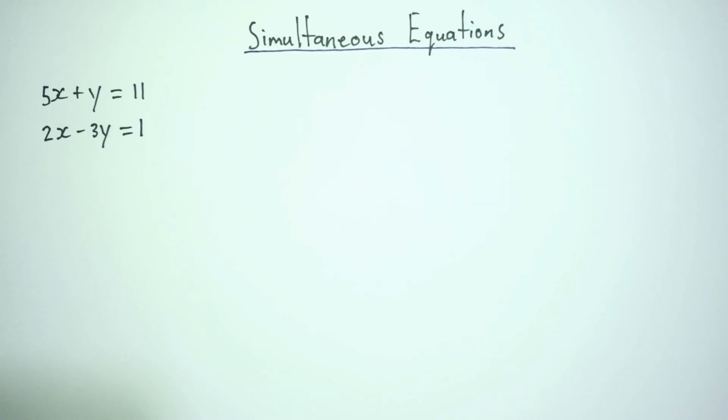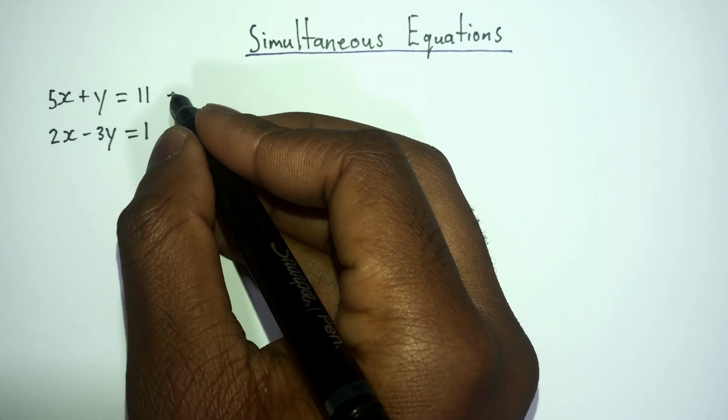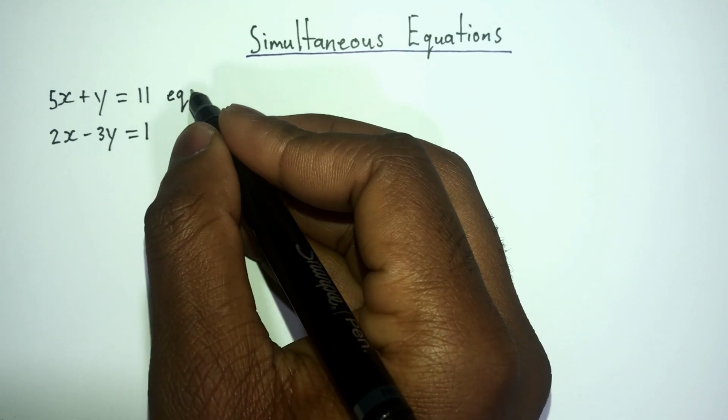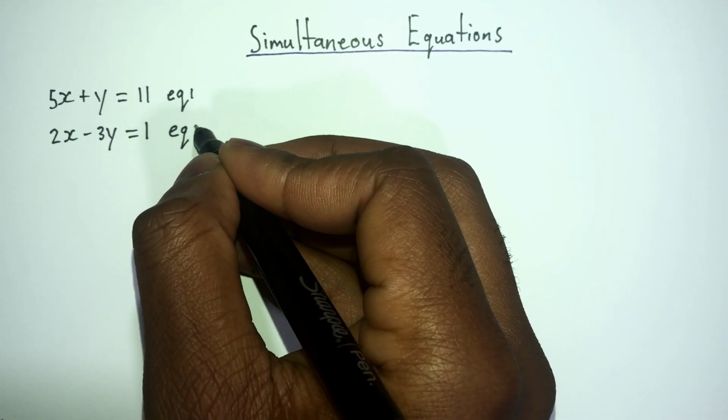We are looking at simultaneous equations, and we're using the substitution method to find our x and y values. So the first thing we're going to do is label our equations. So this is equation 1 and this is equation 2.